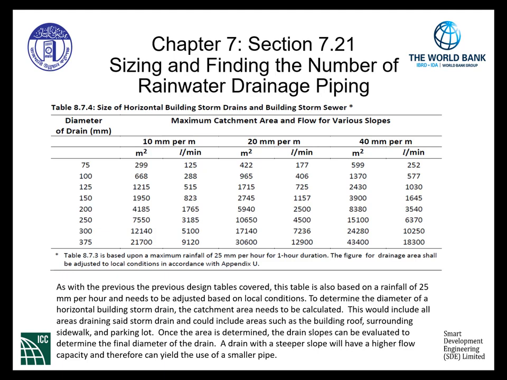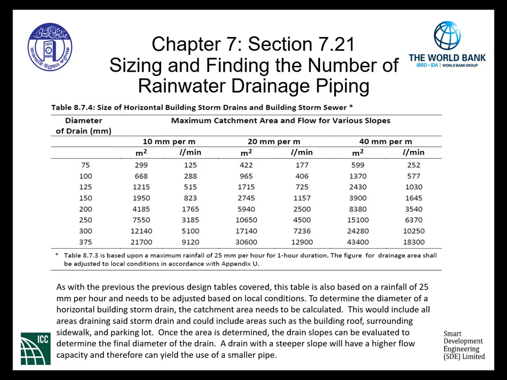The second column indicates 10 millimeters per meter, gives us the equivalent area of roof and liters per minute flow rate. 20 millimeters per meter in the third column gives us the area and flow. And finally, in the very last column, 40 millimeter per meter slope, again gives us the area and flow rate accordingly.